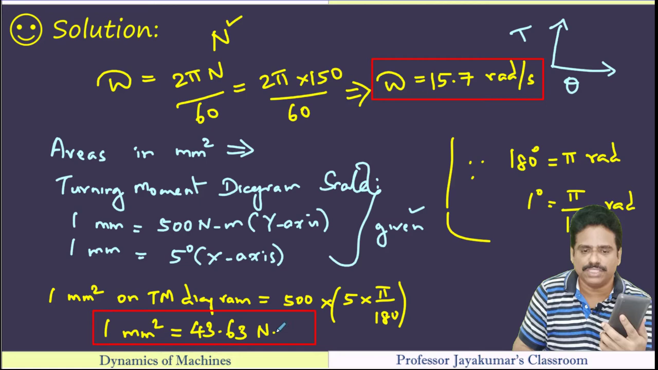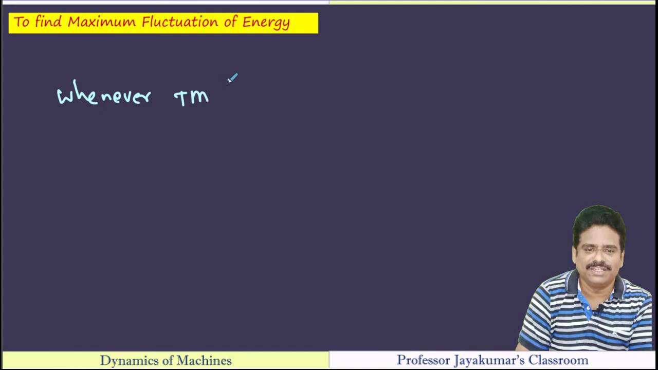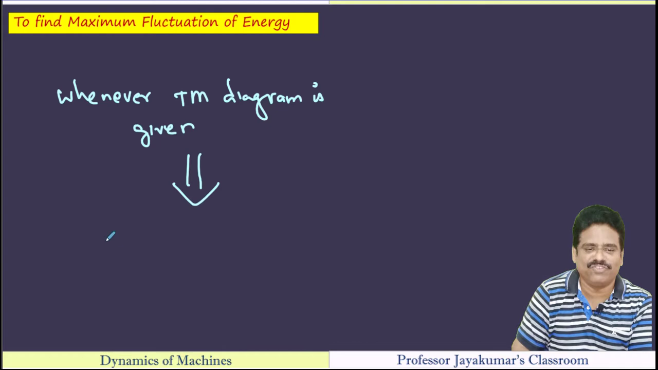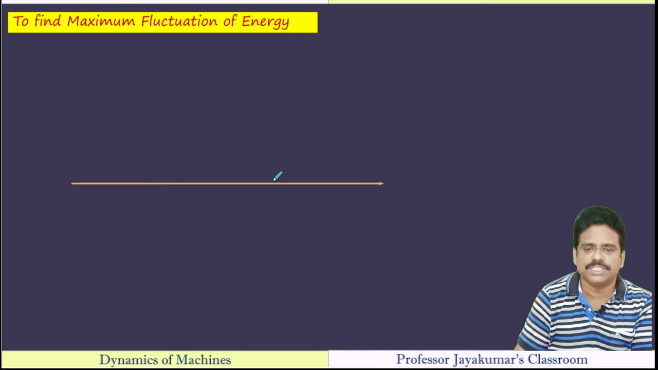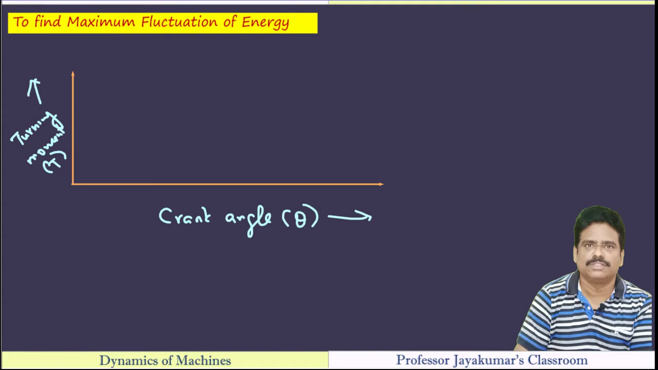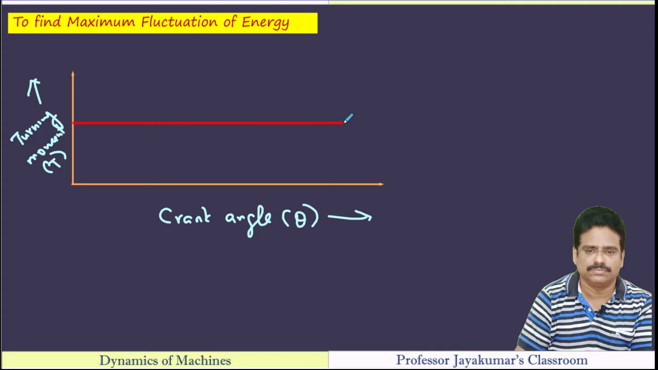Okay, right. So as you are aware, whenever a turning moment diagram is given, what is the meaning? We need to find delta E. Am I right? For my conceptual understanding, let me draw the turning moment diagram. It need not be to scale. Now, let me draw a T mean line. So the cycle ends here, right?